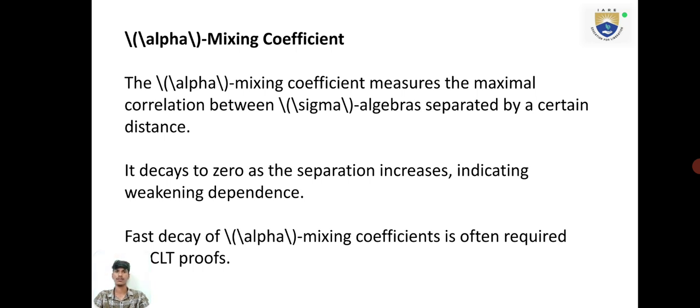First, alpha mixing coefficients. The alpha mixing coefficient measures the maximum dependence between sigma algebras separated by a certain distance. It decays to zero as the separation increases, indicating weakening dependence. Fast decay of the alpha mixing coefficient is often required in CLT proofs.